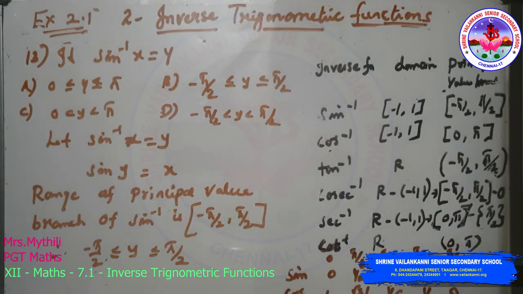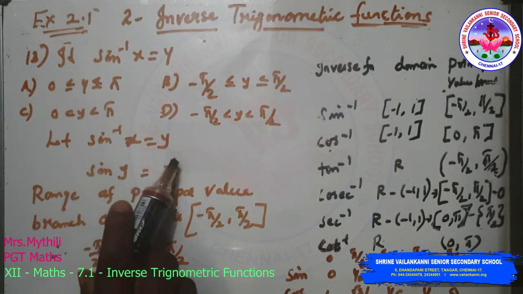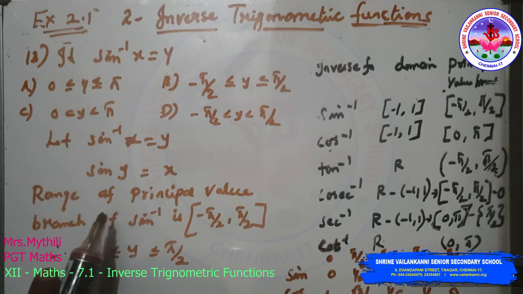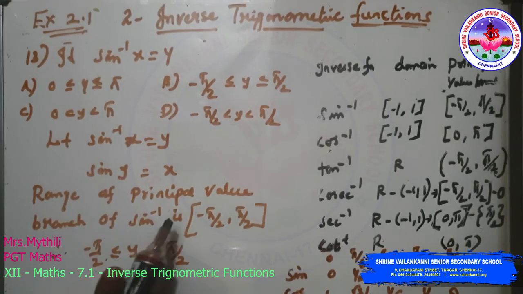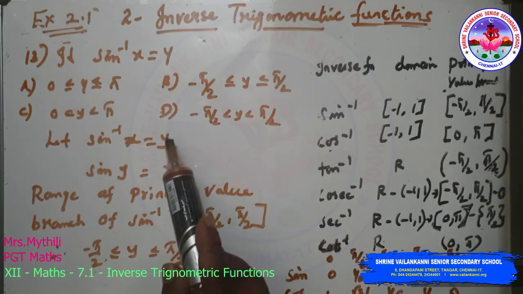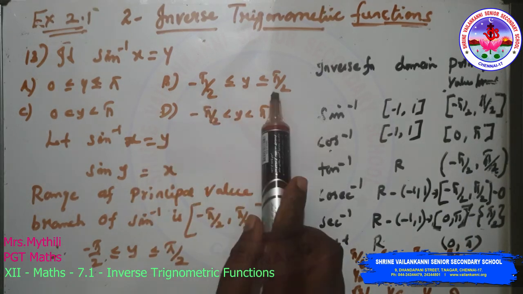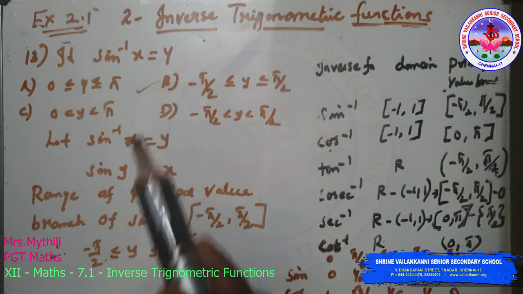13th one, if sin inverse of x equals y, then we have to choose which one is correct. Let sin inverse of x equal y, so sin y equals x. The range of the principal value branch of sin inverse is minus pi by 2 to pi by 2. Then y lies between minus pi by 2 and pi by 2. So option B is correct.